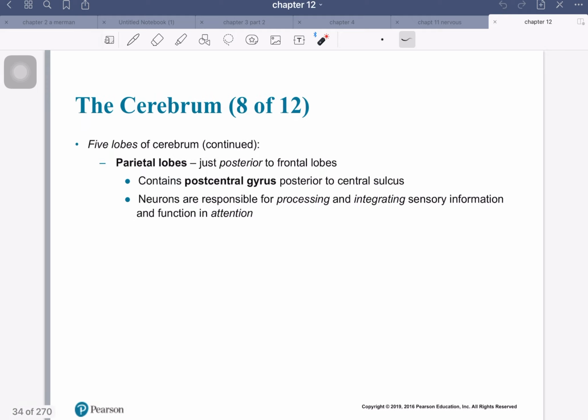The parietal lobe, just posterior to the frontal lobes, contain the postcentral gyrus, which is just posterior to the central sulcus. And here the neurons are involved in processing and integrating sensory information, and also have a function in terms of attention. Now we're going to see that often different parts of the brain are involved in very similar type of activities, and often they support each other.